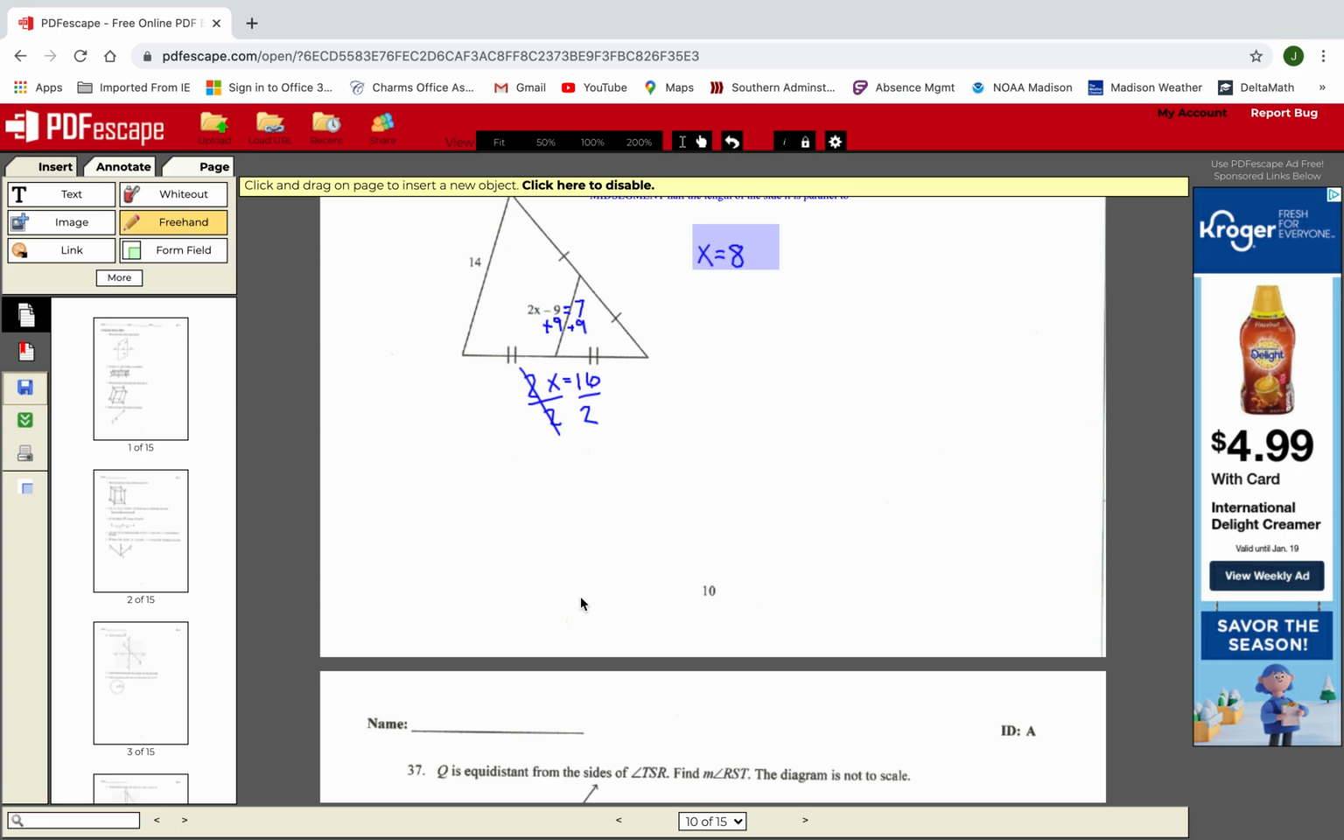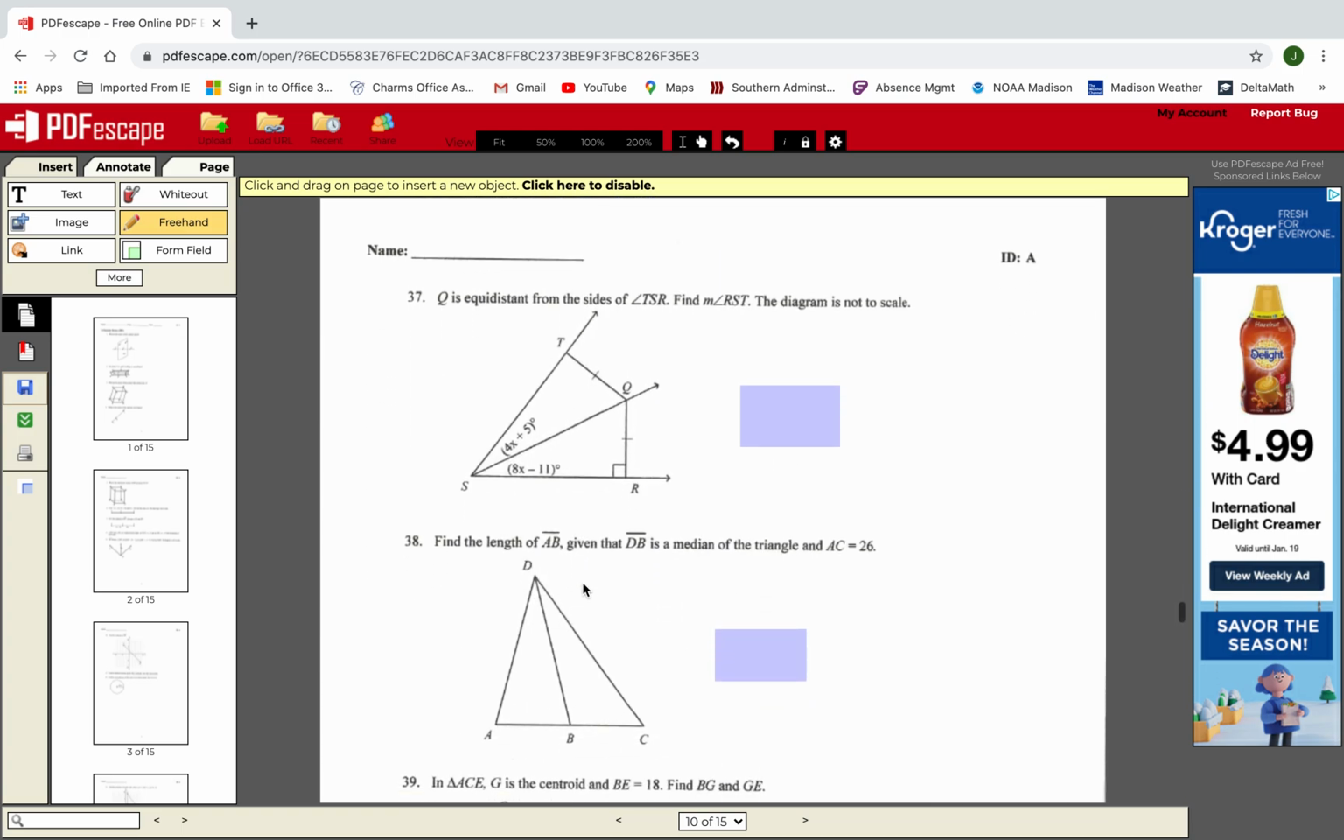Okay, we're doing all three problems on the next page. 37 tells us that Q is equidistant from the sides of those angles, which means it is an angle bisector. So we know that those two angles are going to be equal to each other. So let's set that up. We can say that x plus 5 equals 8x minus 11. And obviously we'll need to solve for x here, but notice what they're asking you. They're not asking you for the value of x. They're wanting you to find the measure of angle RST. Notice that RST is both of those angles together. So once you find the value of x, substitute that back in, and then find those angles together.